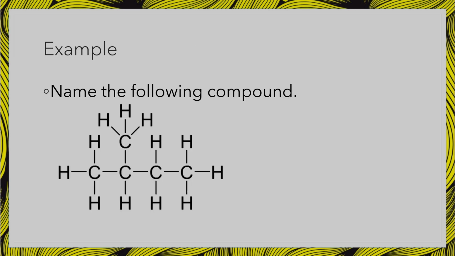Now, we start. First step is identifying the longest carbon chain. So here there's 4. 4 is what? It's bute. So it's a butane chain. Okay? We then identify things that are hanging off the chain. So here we have a CH3 group that's hanging off the chain. And that's a methyl group. Okay? We then have to do numbering of it, but we'll get to that in a sec.